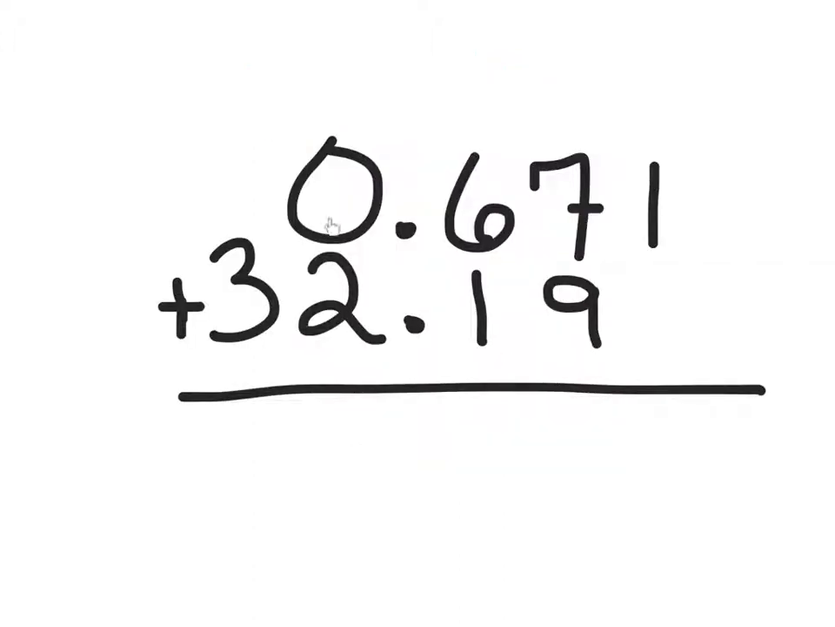And here it is, my friends, 0.671 plus 32.19. Now, the first and most important thing in the beginning of this problem is to line up those decimals like the buttons of a shirt, my friend. And there we have it. So now I'm ready to just start adding, right?